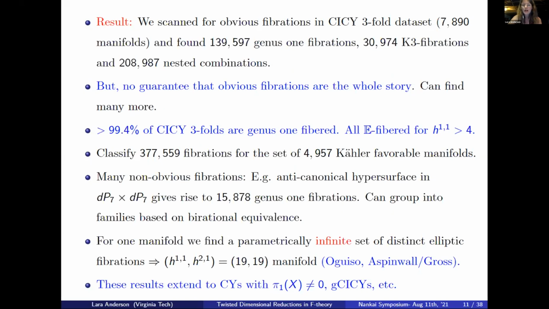I should mention that I'm not highlighting it here. I'm just writing simple algebraic descriptions in products of projective spaces or toric hypersurfaces. However, these results on the genericity of fibrations also extend to Calabi-Yaus that are non-simply connected, i.e. those that are constructed as quotients, GCICY constructions, and others.